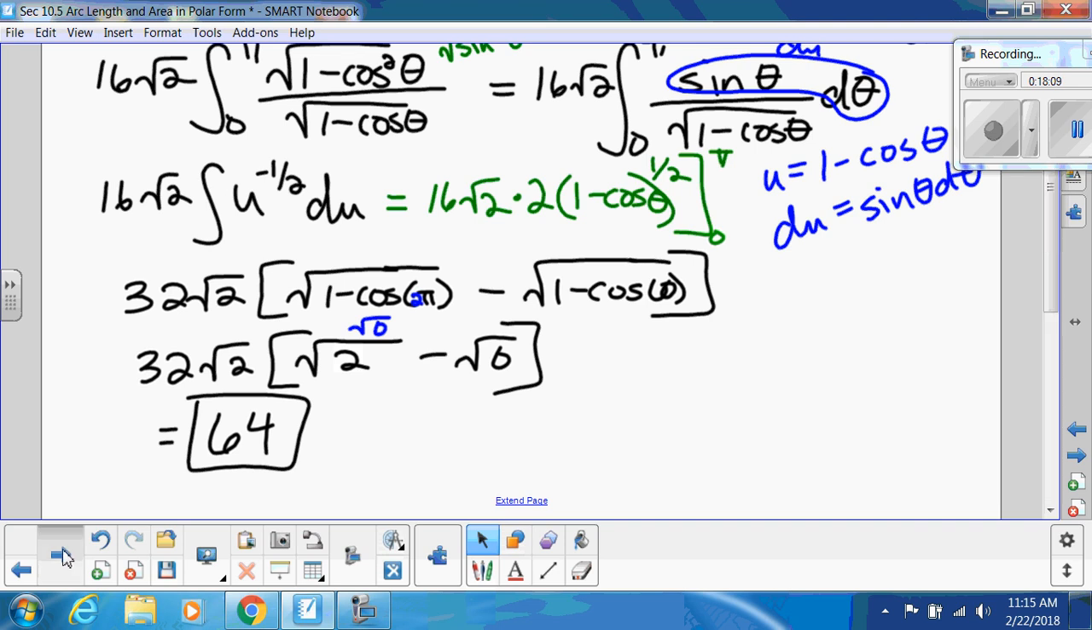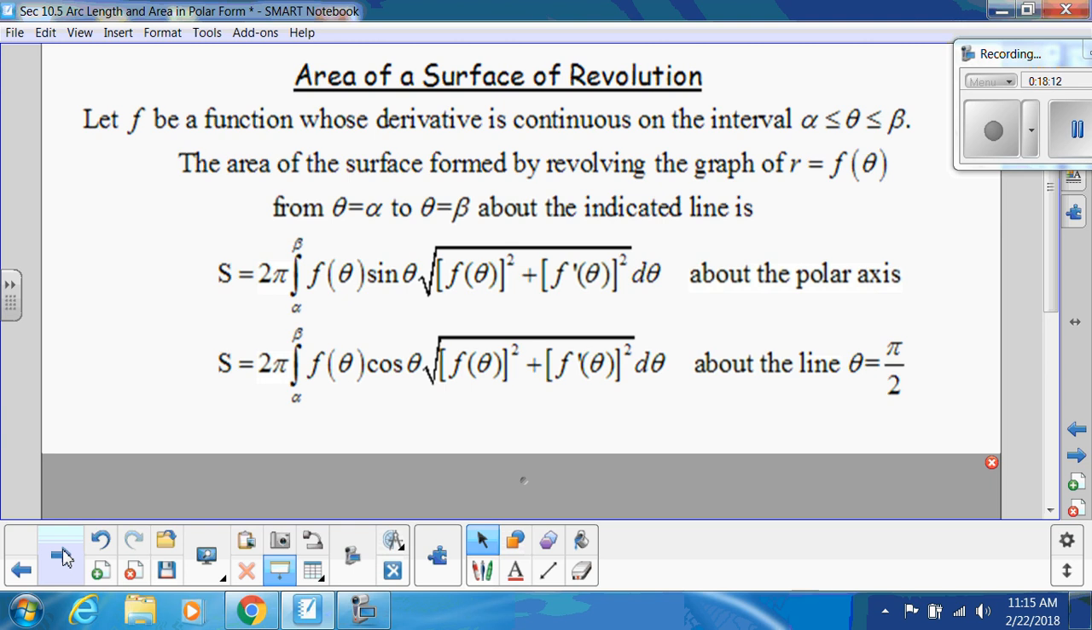All right, so now let's do area of the surface of a revolution. All right, so surface area.